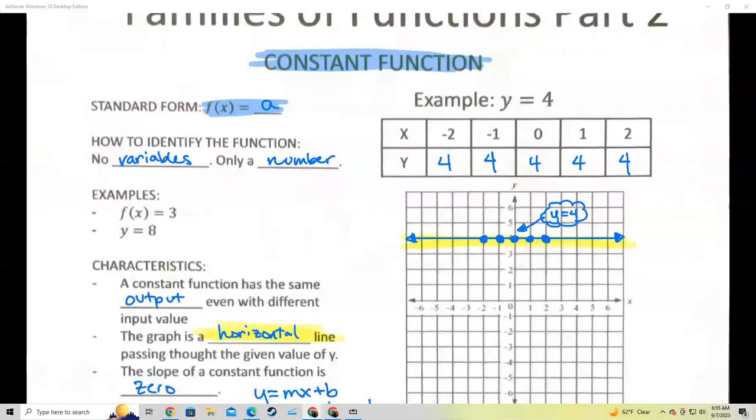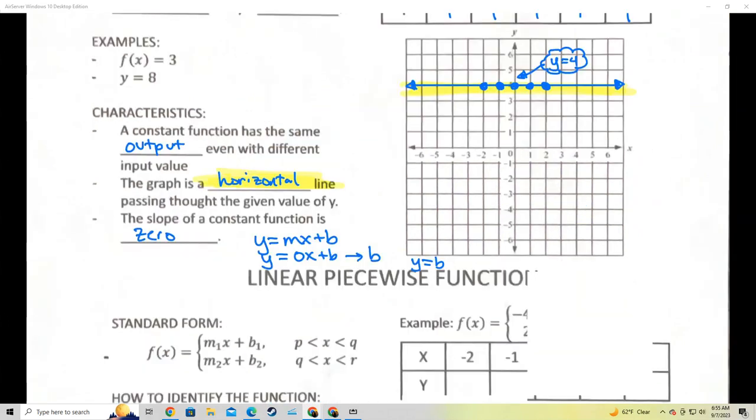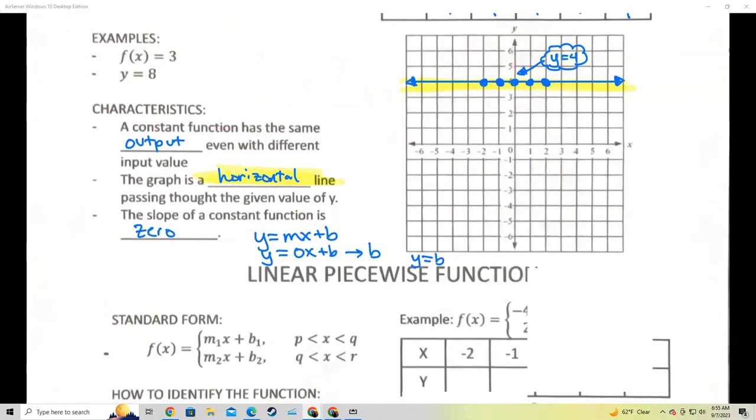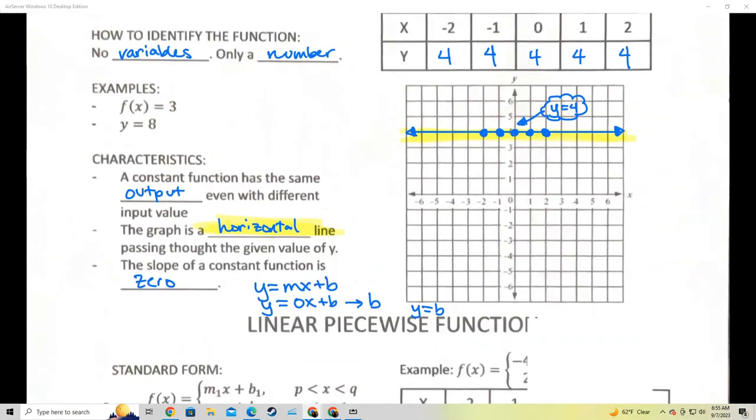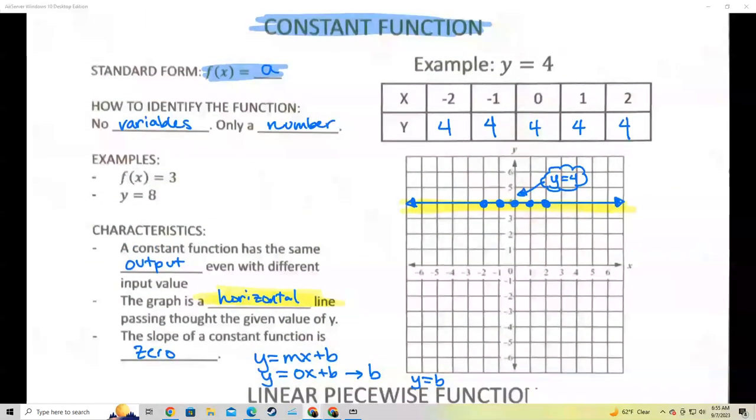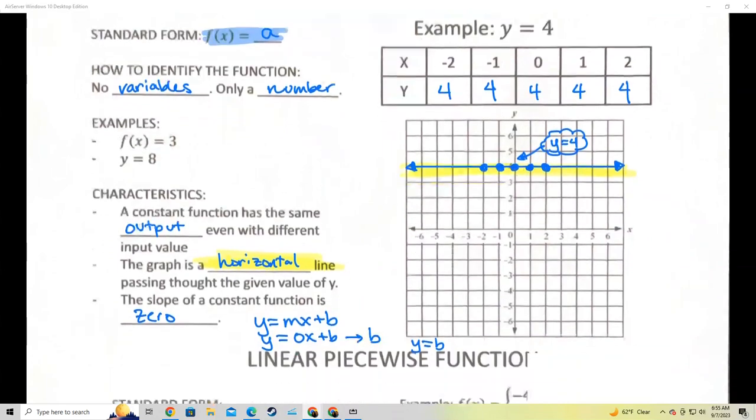We got y equals 4, right? Y equals some kind of number. And that generates a horizontal line. I think that's it for the horizontal lines. Just know it's going to be like y equals a number. All right. Let's take a look at the next one.